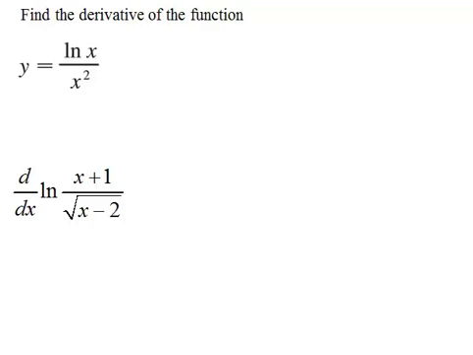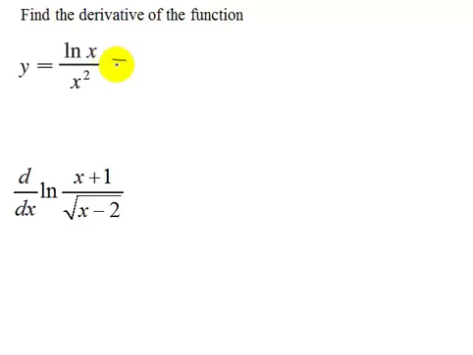So we want to find the derivative of this function. We have y equals ln x over x squared, and we see that that is a quotient. Now, when I do the natural log, I'm going to get a fraction, and then when I do the quotient rule, I'll get a fraction. So I'm going to end up with a complex fraction if I do the quotient rule.